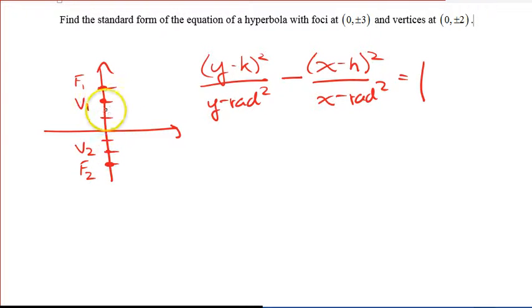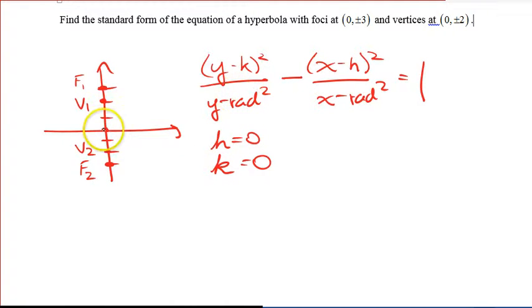between the vertices. Well, what's halfway between (0, 2) and (0, -2)? That's just the origin, (0, 0). So that makes our problem easier. We can already see that h, the x-coordinate of the center, is 0, and k, the y-coordinate of the center, is also 0. We don't have to worry about those. Can we figure out what the y radius is? Well, yes we can, right?